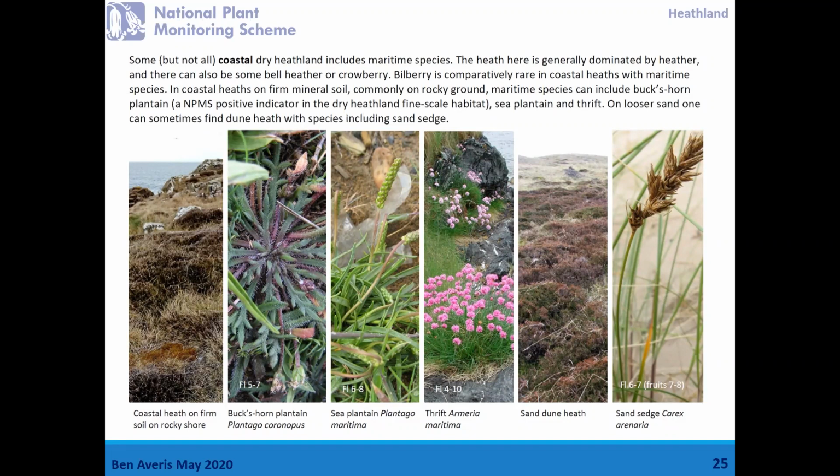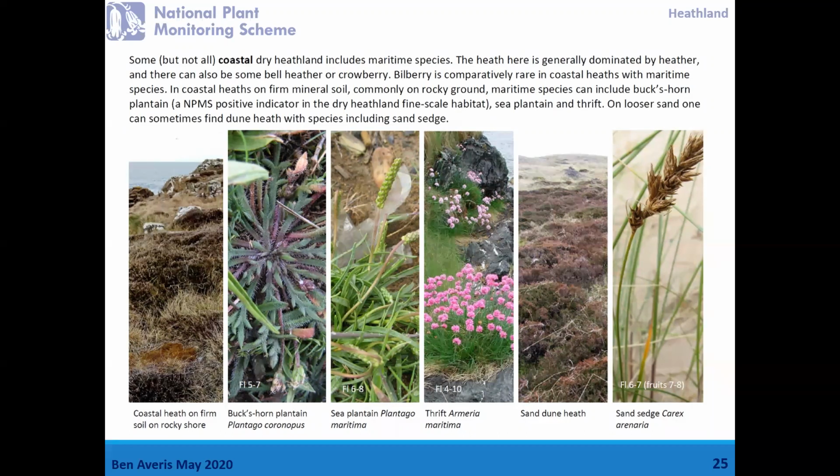But we can still recognise these little differences, that we do get some specific kinds of heath with maritime species in them. Things like the thrift and the plantains, if we're on a kind of firmish mineral soil, or sand sedge, if we're on a looser sandy soil, like a sand dune heath, really. The sand dune heath's not really very common, not as common and widespread as the other one, on the left, that we get on the mineral soils. So always interesting kinds of heath to come across, these ones.